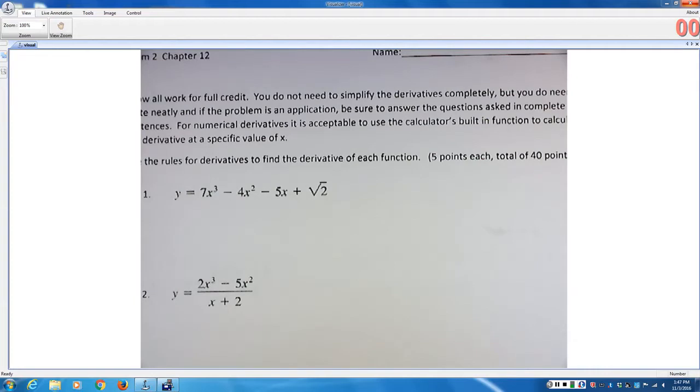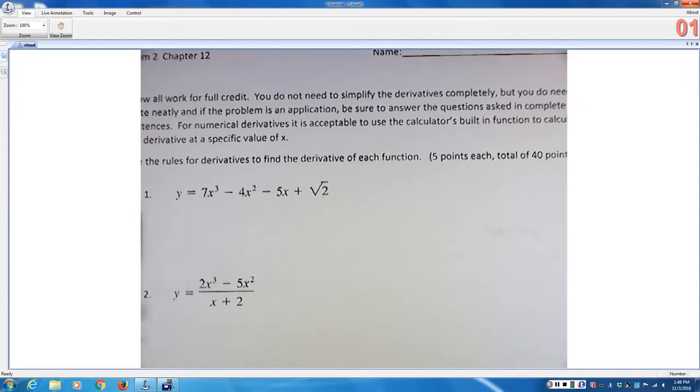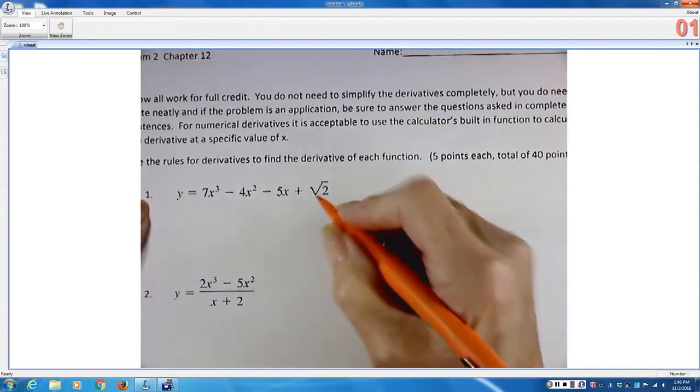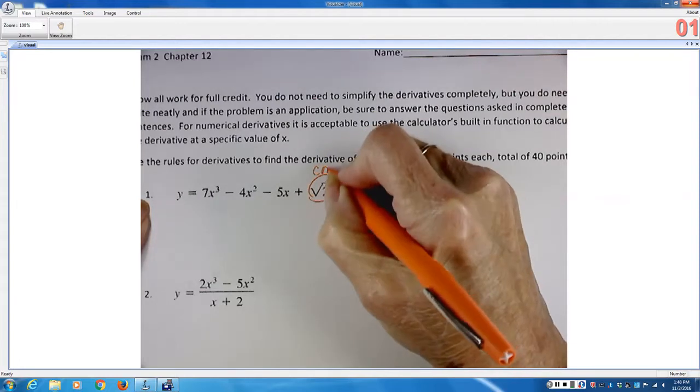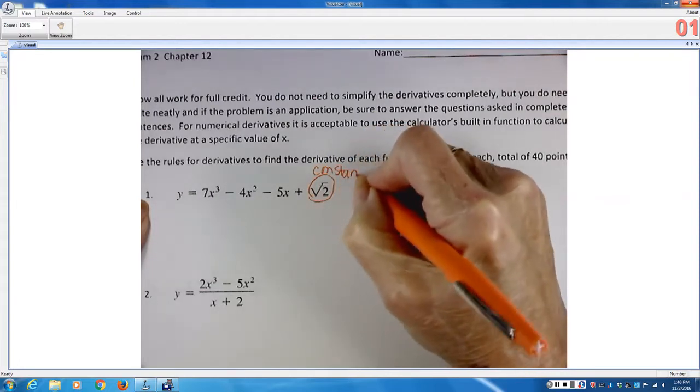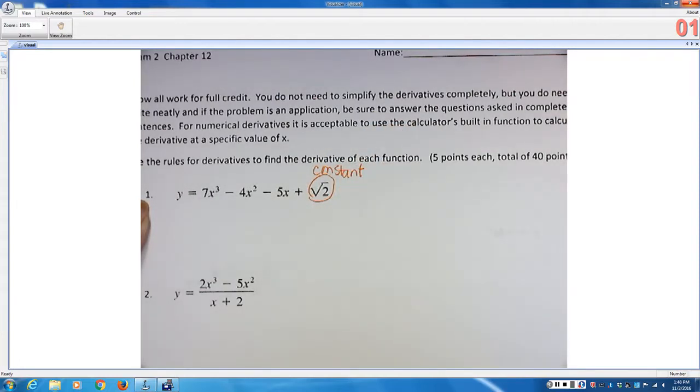Okay, for these first ones, you don't have to simplify, but I will simplify as I'm doing them for people that do want to simplify, to make sure that you have the right answer. The first thing that you have to realize in the first problem is that this is just a constant, so its derivative is zero. You did not have to put 2 to the 1/2 power there.